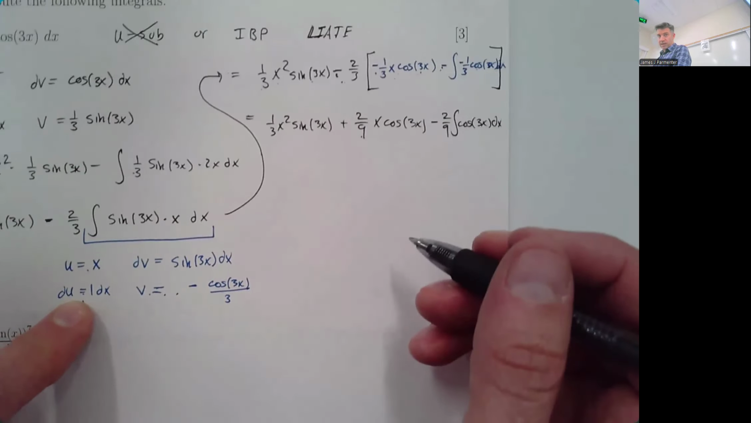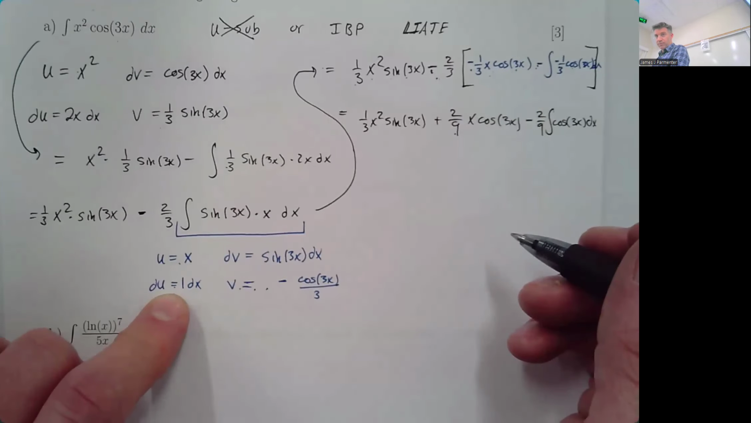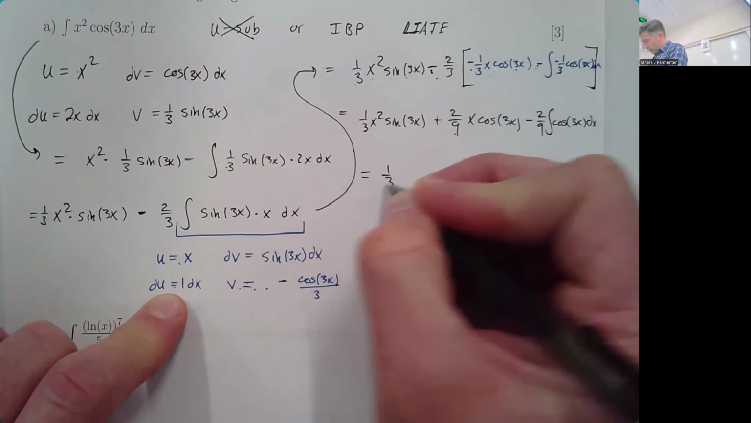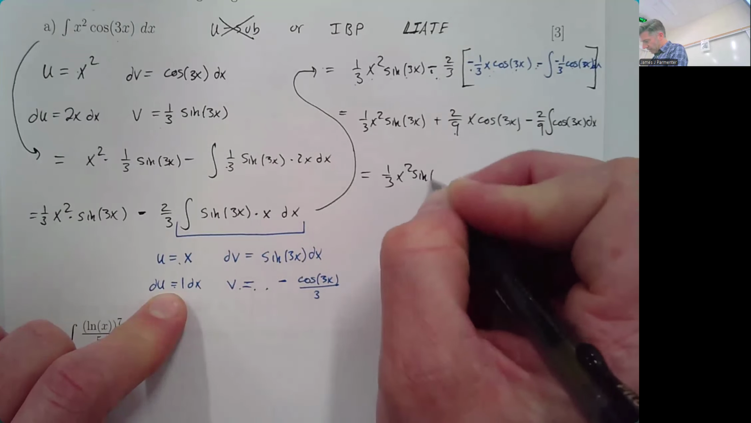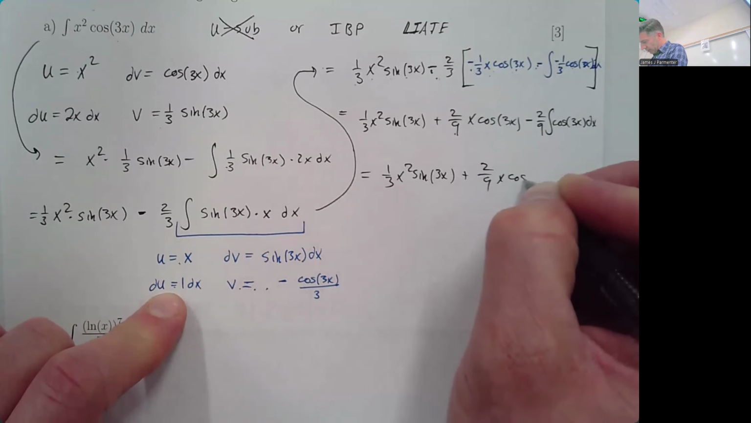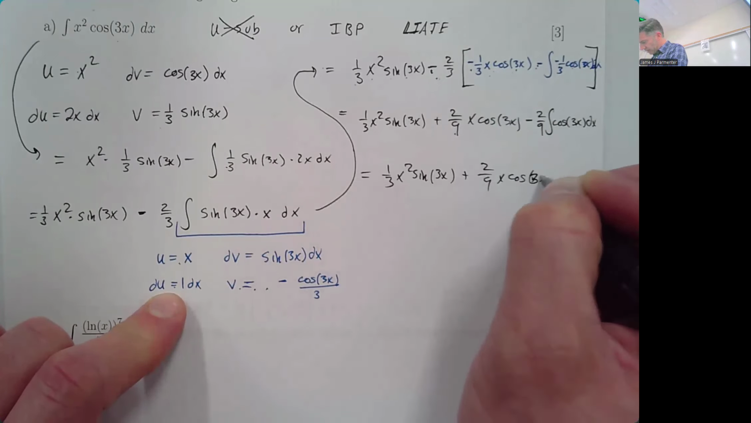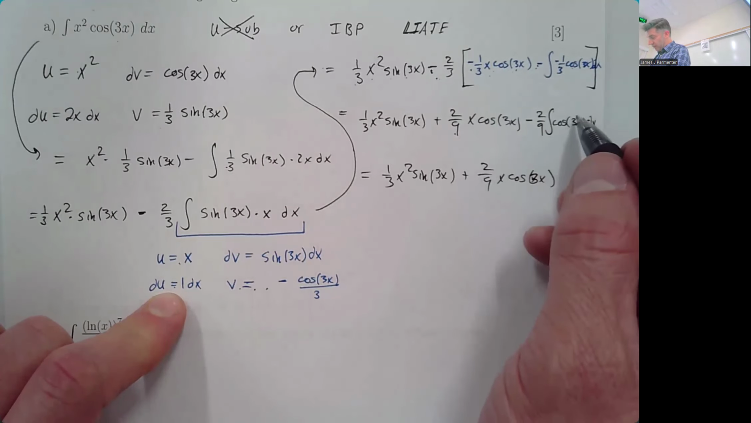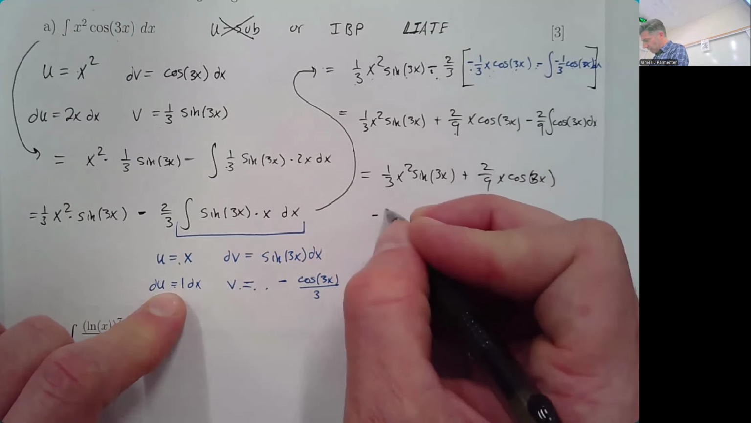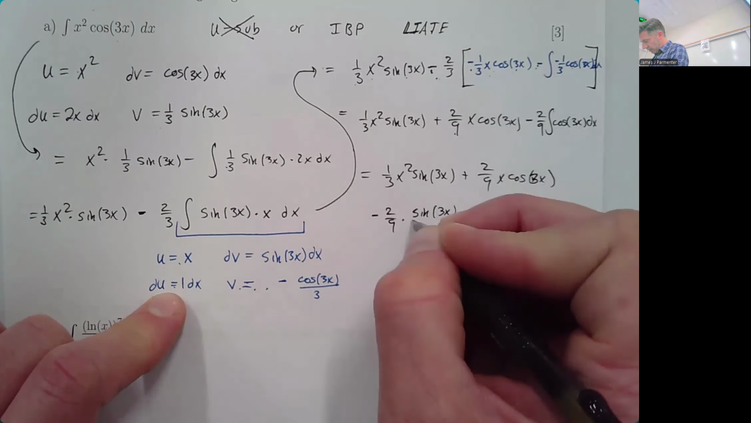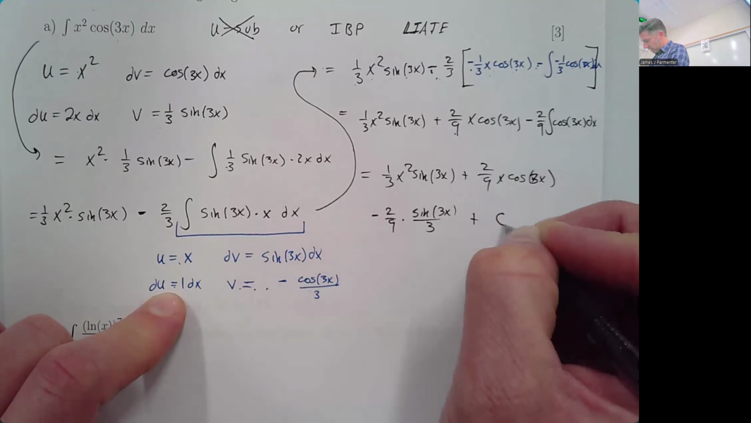Finally, sorry, I know I keep moving things around here. So finally we get 1/3 x squared sine of 3x plus 2/9 x cosine of 3x. And then the integral of cosine of 3x is sine of 3x over 3. So we're going to get a minus 2/9 times sine of 3x divided by 3 plus c.